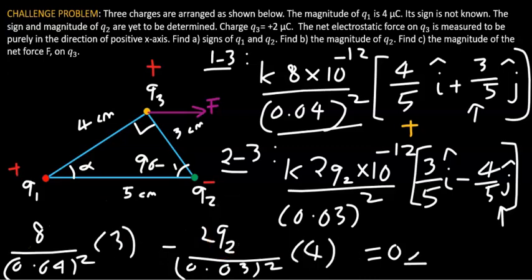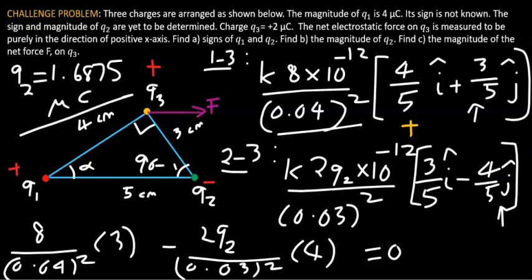When you solve for Q2 from this equation, you will get the following number. Q2 is 1.6875, and the unit is microcoulomb. And that solves part B.